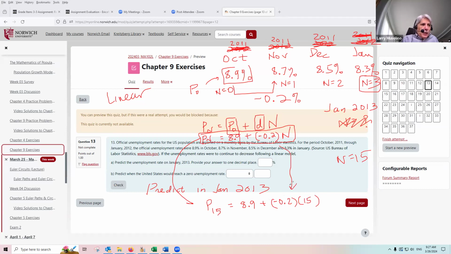And now I can just work this out on my calculator. So this is going to be 8.9 plus negative 3, I think it is. So it looks like 8.6%.